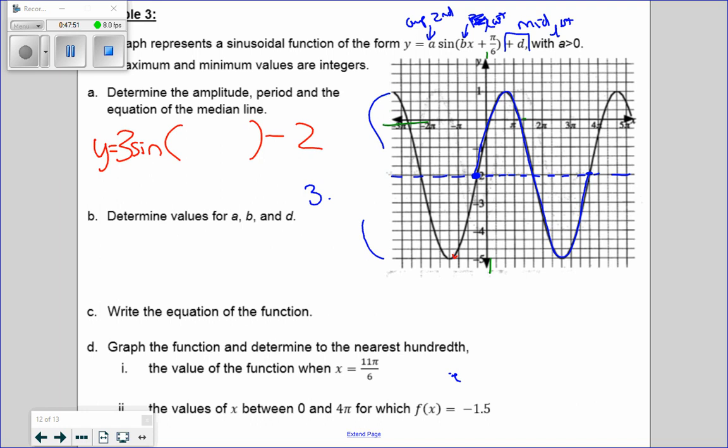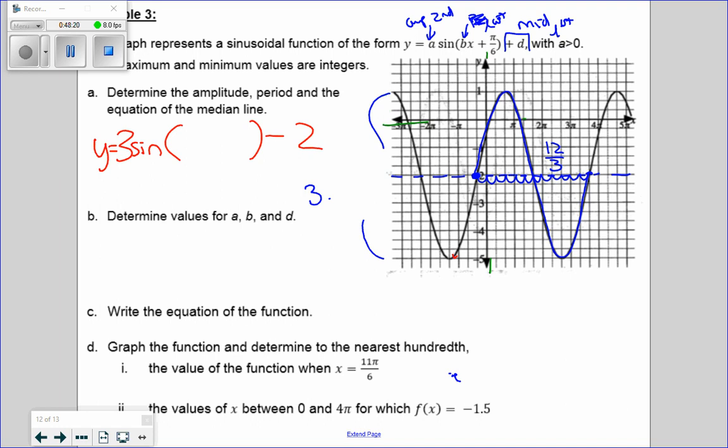Ready? So listen to my words. 1/3, 2/3, 3/3, 4, 5, 6, 7, 8, 9, 10, 11, 12 thirds is how many jumps they are apart. 12 thirds. Does that make sense?